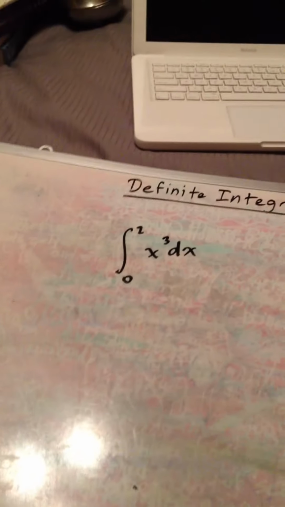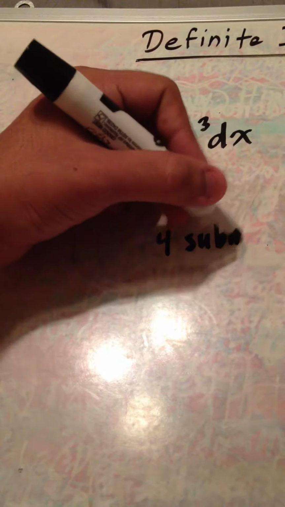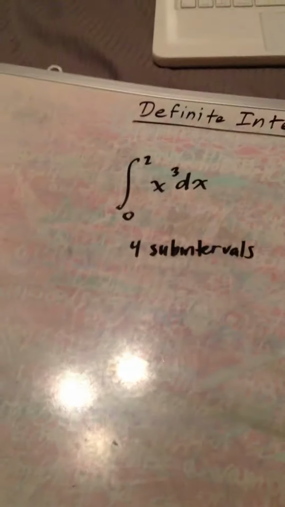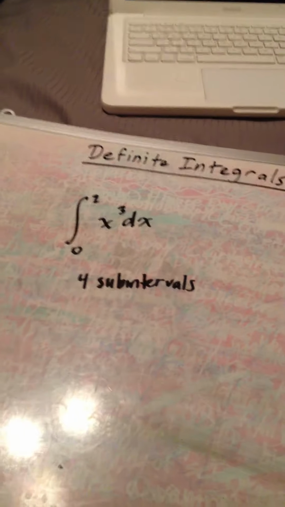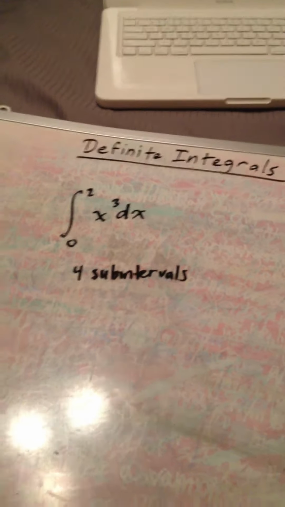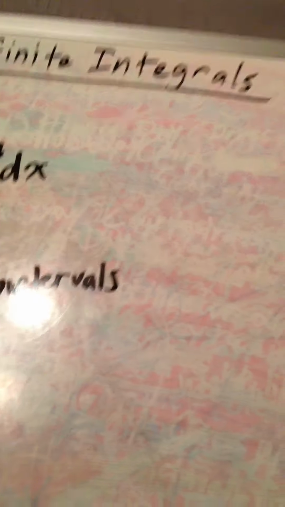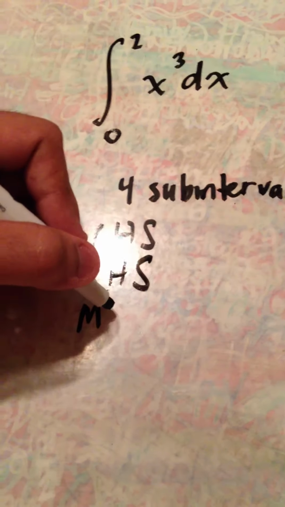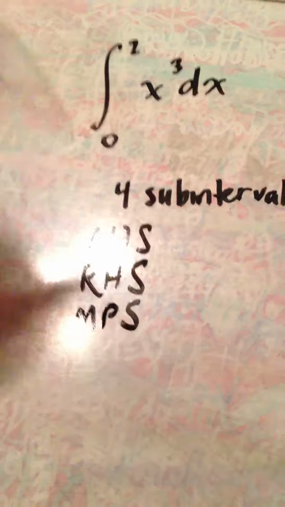And then you're required to use 4 subintervals, and they're all rectangles. And you're asked to find the left-hand sum, the LHS, the right-hand sum, and the midpoint sum. Alright, so now let's look at how to do this.